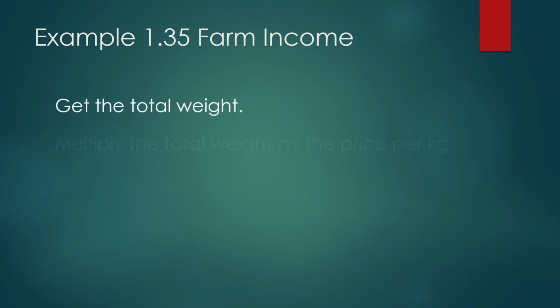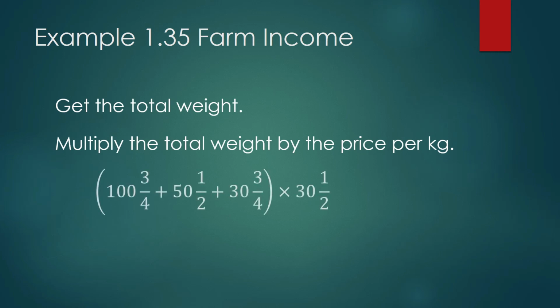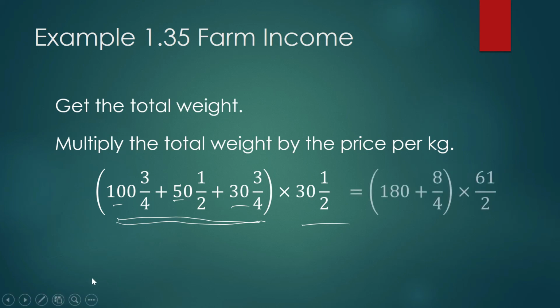Let us get the total weight. And then we will multiply the total weight by the price per kilogram. So this is the total weight of watermelons harvested. And then this is the price per kilogram of the watermelons. So what do we do here? These are mixed numbers. We can add the whole number parts. That is 180. 180 plus 3/4 plus 1/2 plus 3/4.